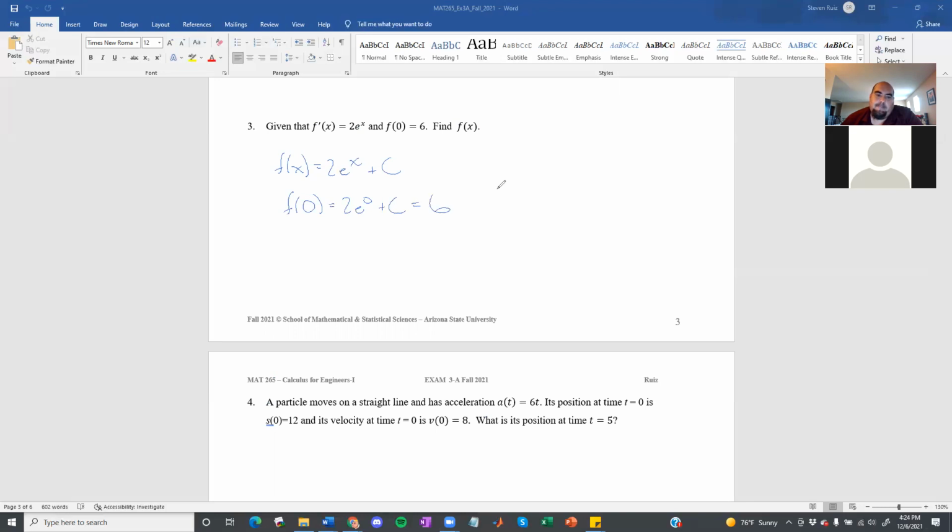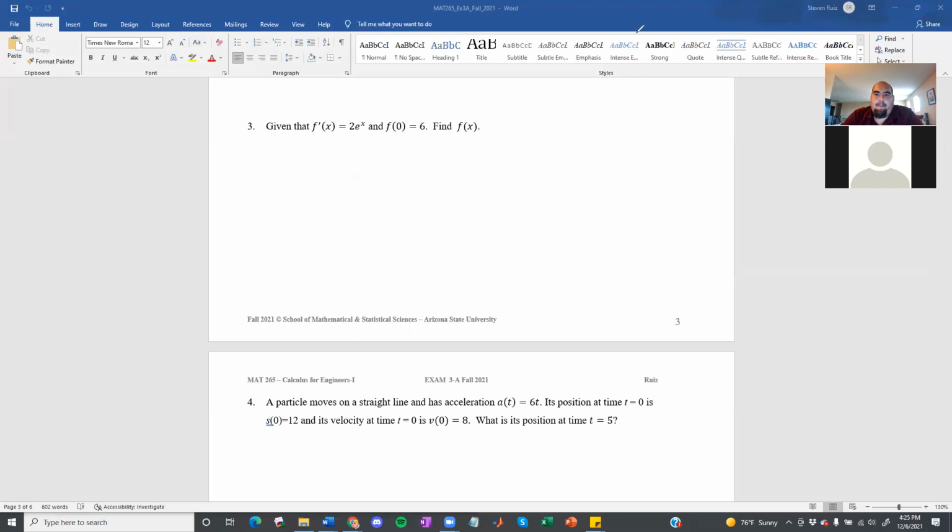And then I think once you do everything, it should be like 3, 4, or 5. I don't remember off the top of my head. Something like that. Because e to the 0 is 1. So yeah, 2e to the x plus 4. Okay, that one's pretty easy as well.